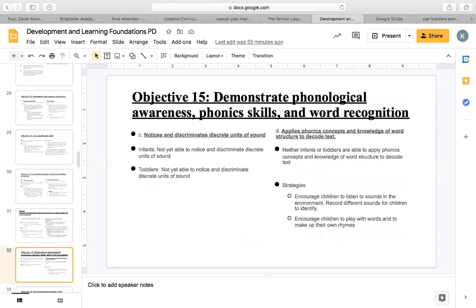Notices and discriminates discrete units of sounds. Infants are not yet able to notice and discriminate discrete units of sounds. Toddlers are not yet able to notice and discriminate discrete units of sounds. Applies phonic concepts and knowledge of word structure to decode text. Neither infants nor toddlers are able to apply phonics and knowledge of word structure to decode text. Strategies: encourage children to listen to sounds in the environment. Record different sounds for children to identify.